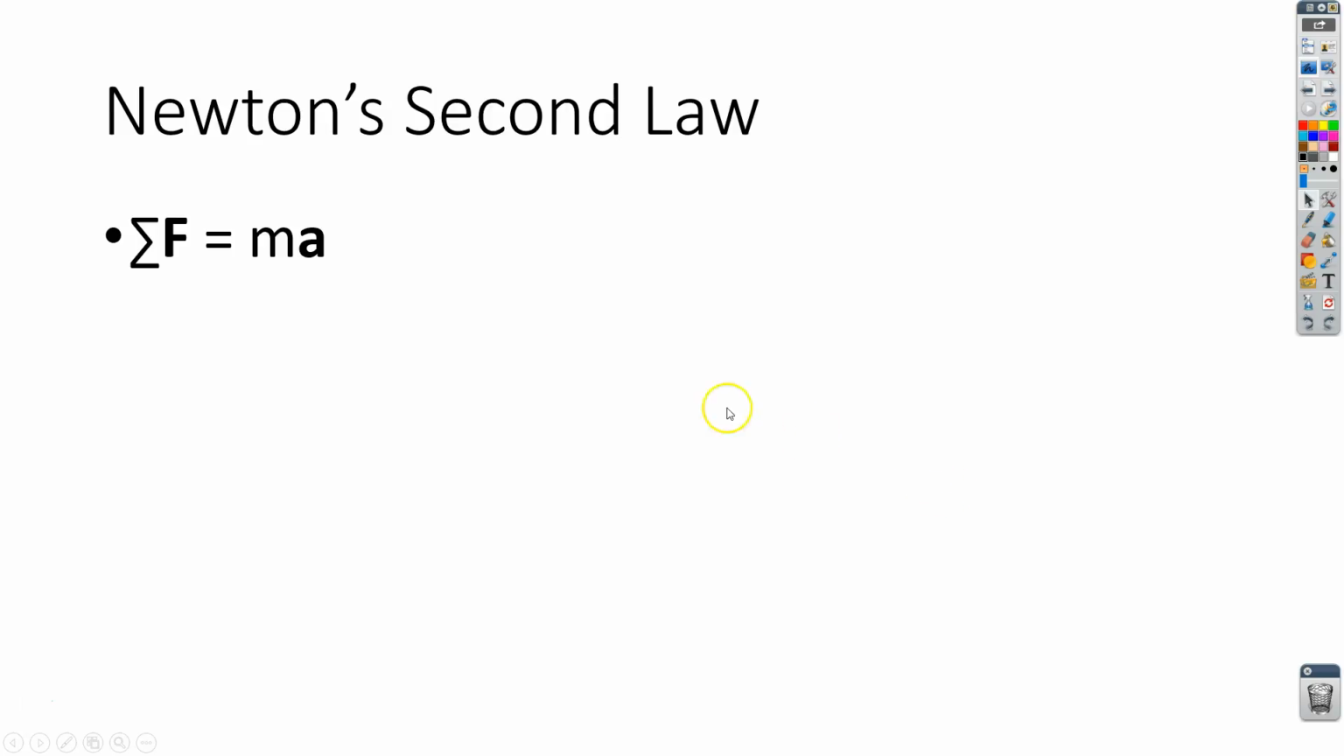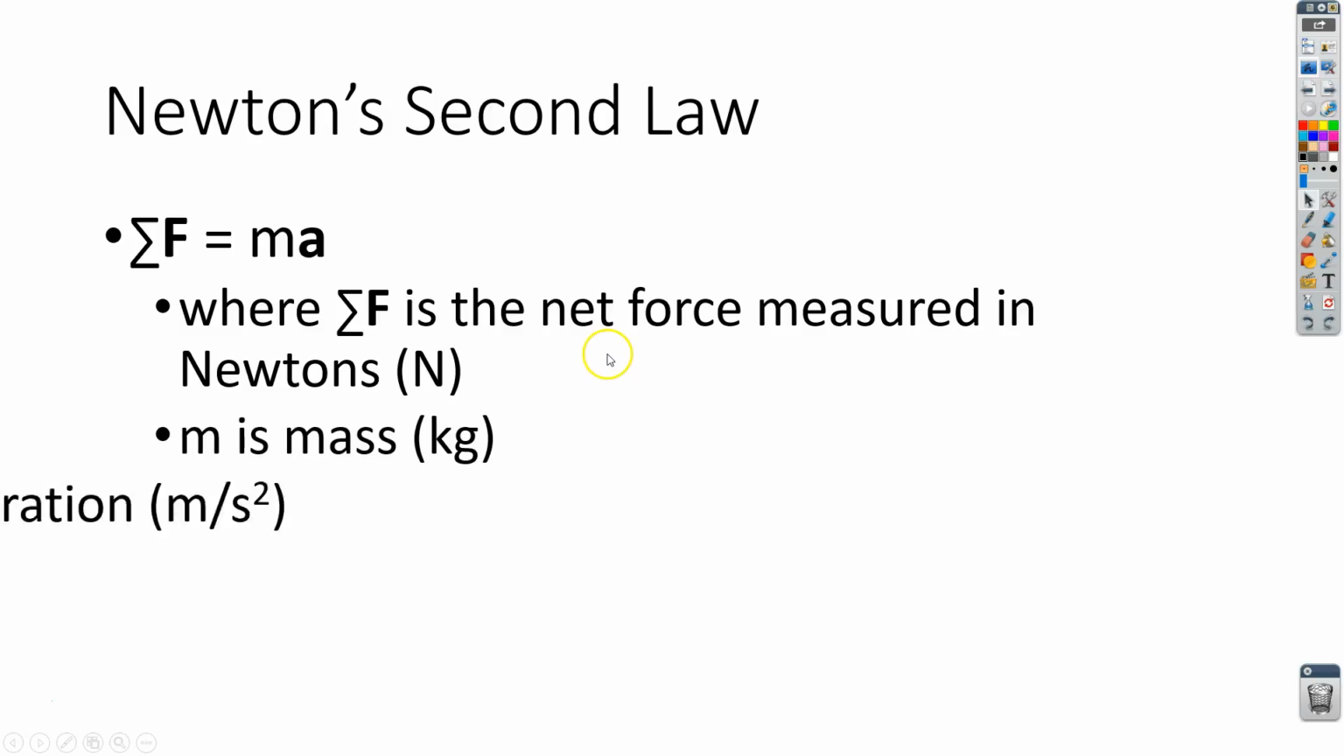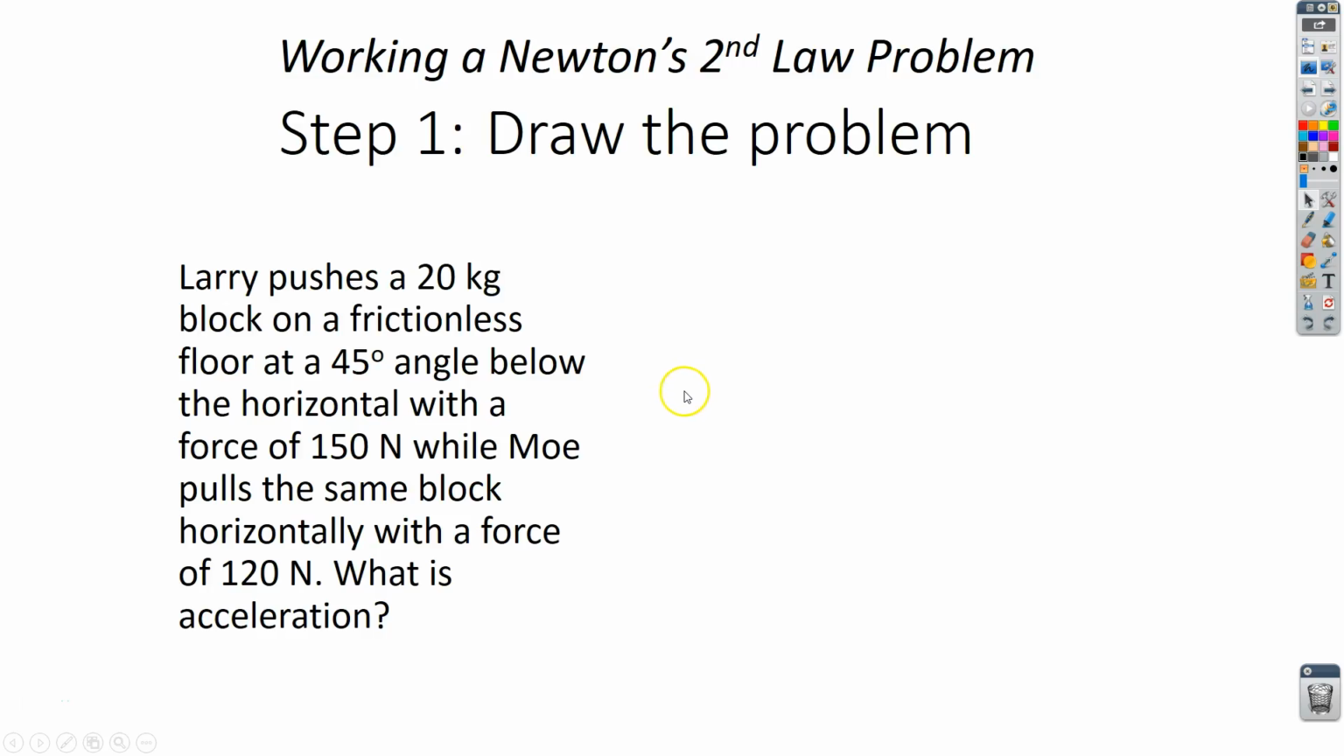So here we've got the sum of the forces equals mass times acceleration, where the symbol here just means sum of, so that's the net force measured in newtons, m is mass in kilograms, and a is your acceleration. So we know that this whole thing is just solved for in newtons. So there are several steps here that you want to follow when you do a problem like this.